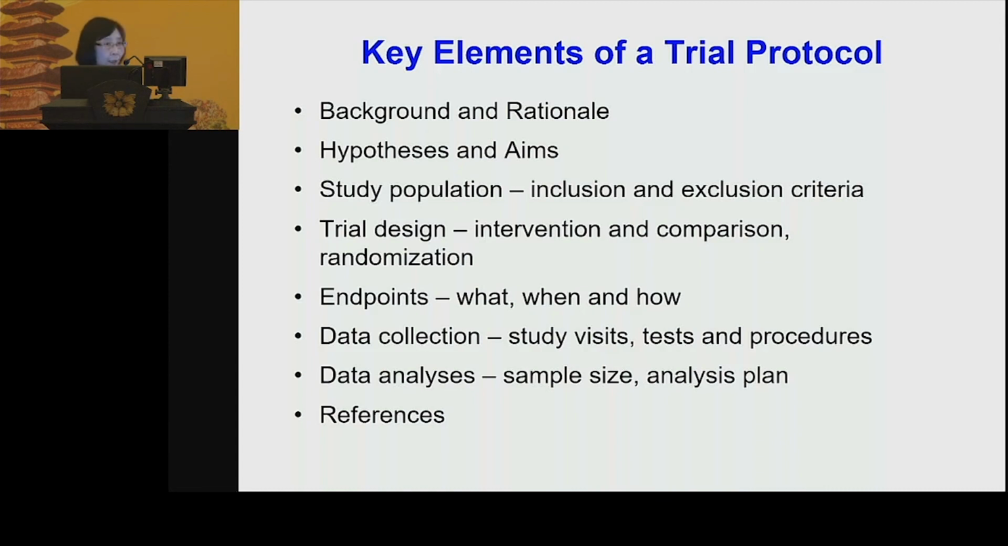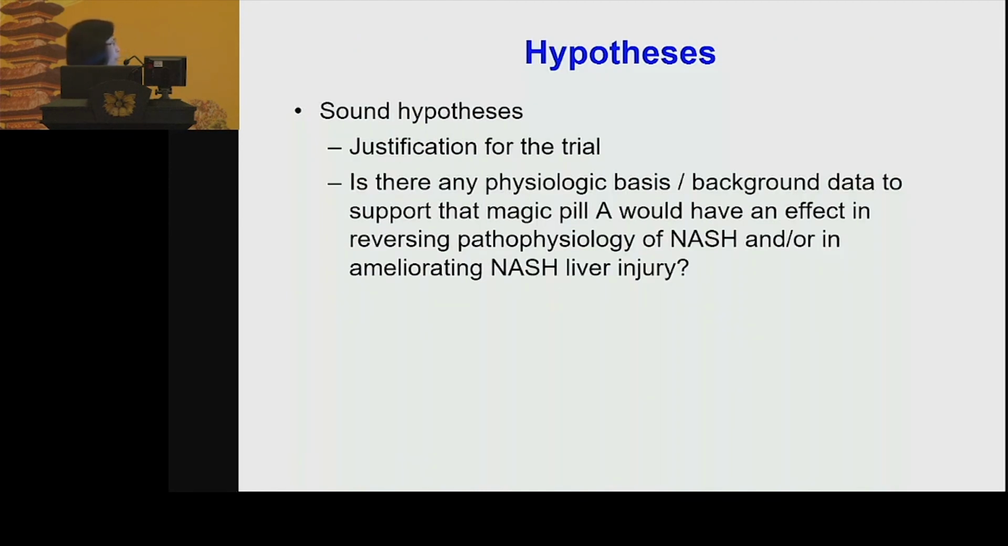Well, when you're trying to design a proper clinical trial, these are the elements that you have to think about. What's the background? Well, the background oftentimes describes the disease, the current treatment, and the pathophysiology. You have to have a hypothesis, you have to have aims, the study population, specify your inclusion-exclusion criteria, the trial design, what's the intervention, what's the control, how long does it go on for, how you're going to randomize people, what are the endpoints, what, when, and how, what data you're going to collect, how you're going to analyze it, your sample size, and you put in your references. So let's start from the beginning.